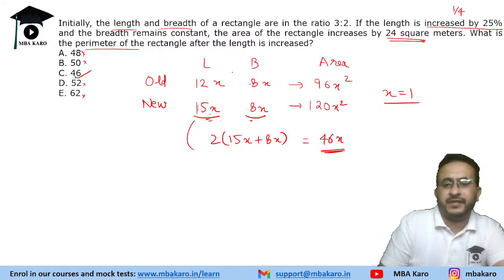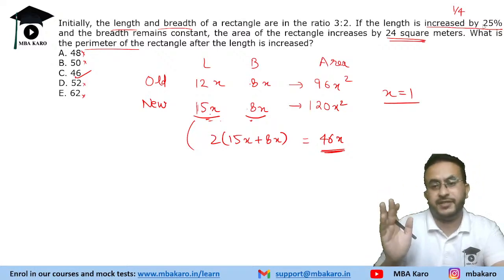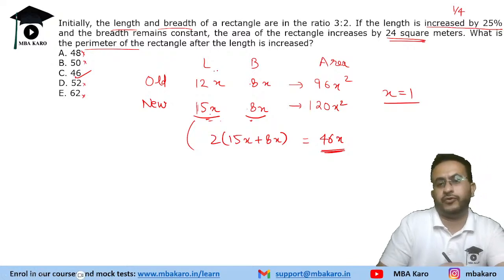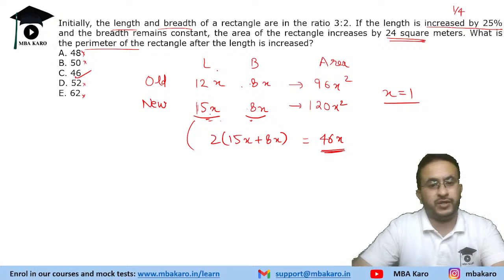Similarly here, we were using 3:2. So increase by 25% means 25% is one fourth. One fourth increase, so take a multiple of 4. So ratio जो 3:2 ही है ना. So that makes question solving easy.